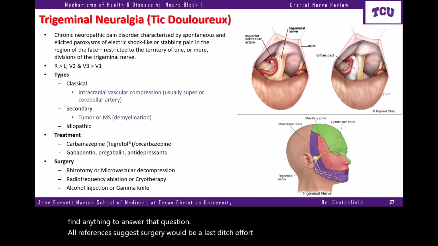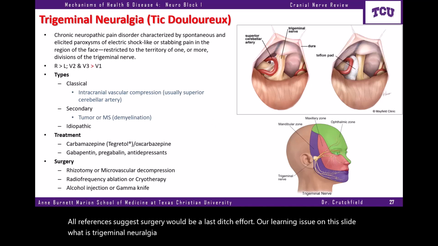Our learning issue on this slide: what is trigeminal neuralgia? What is the most common cause? How is it generally diagnosed? And how is it generally treated?